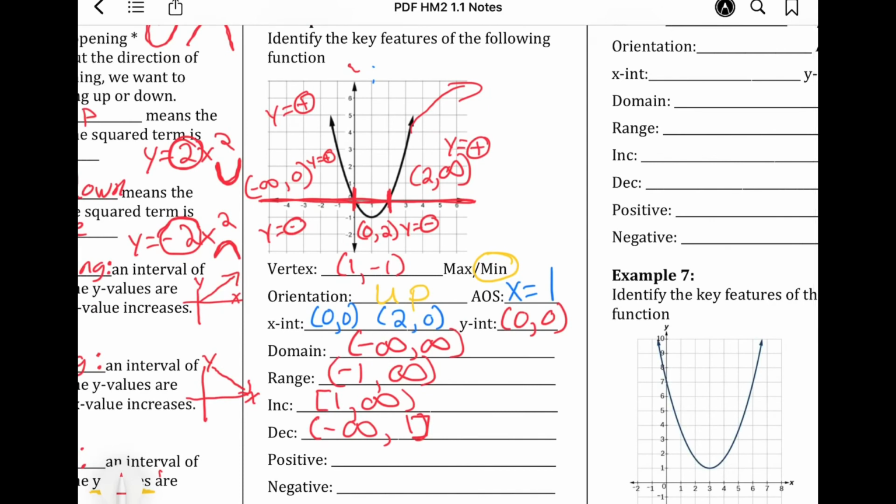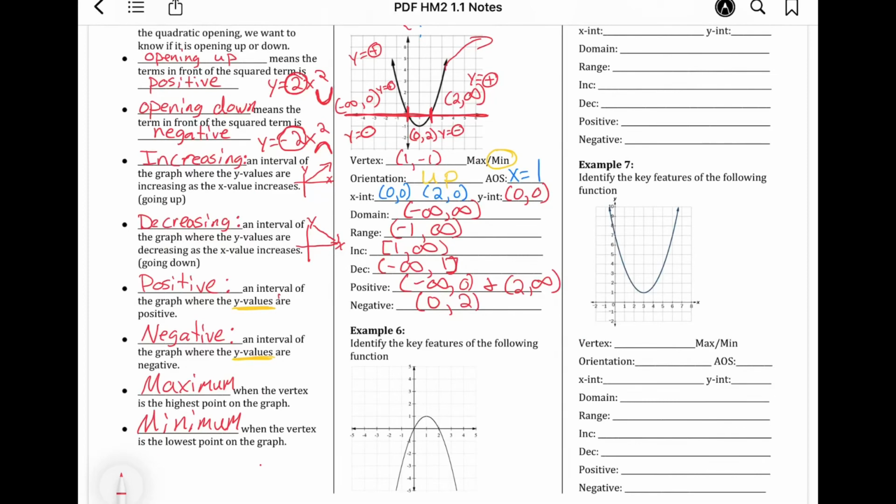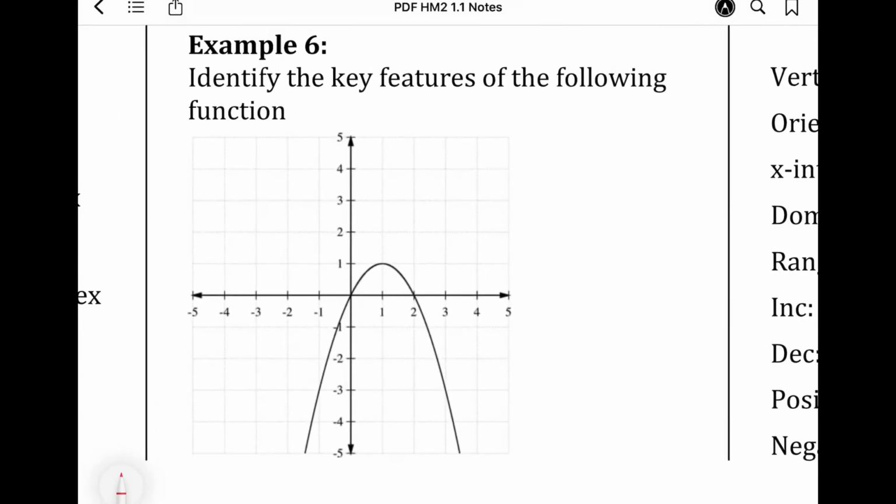So what this means is our positive intervals are negative infinity to 0 and from 2 to positive infinity. Our only negative interval is 0 to 2. And that is how you're going to answer those. For example 7, I want to do 6. So pause the video and answer all of the questions for example 6.